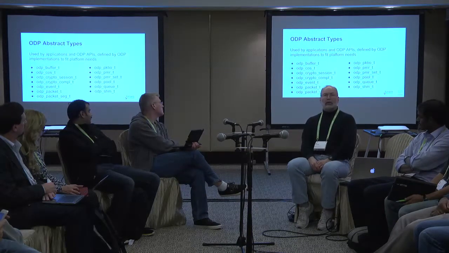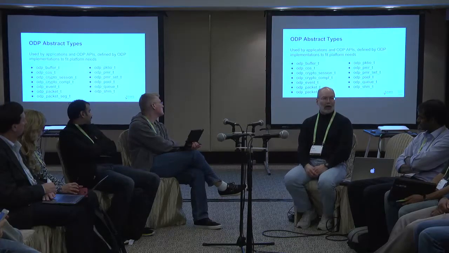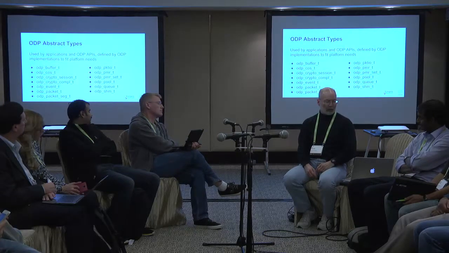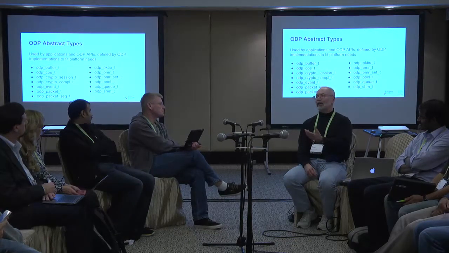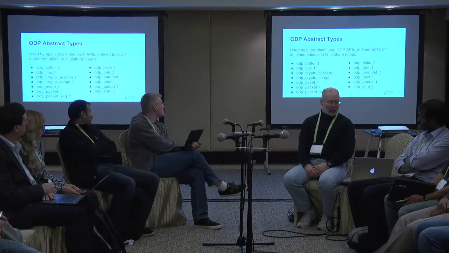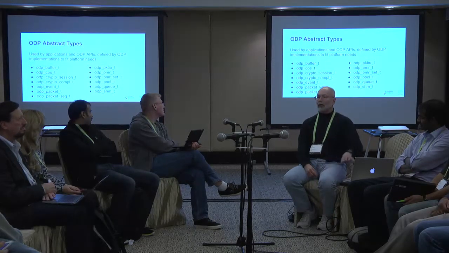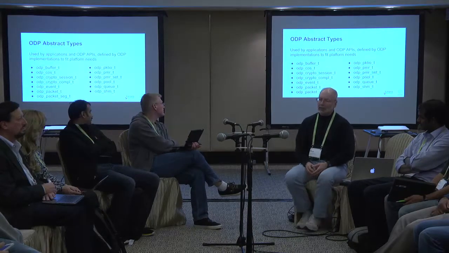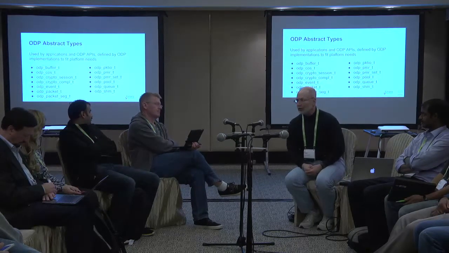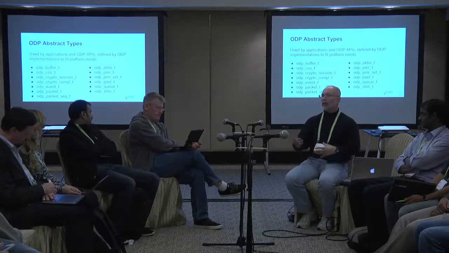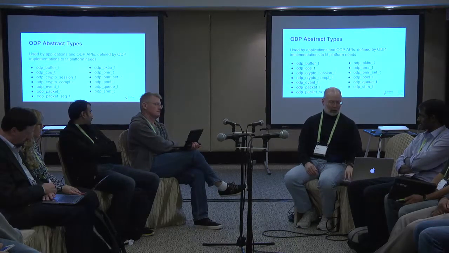The abstract types are all defined as just symbols. So when I am working with an event, the type of that event is odp_event_t, or the type of a packet is odp_packet_t. And the actual definition of what those types are is up to the implementation. Are these pointers, are they indices? It's up to the implementation as to how those are actually defined. All the APIs are just done in terms of the abstract classes.